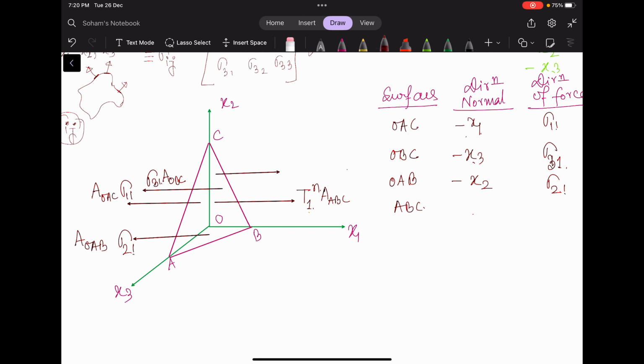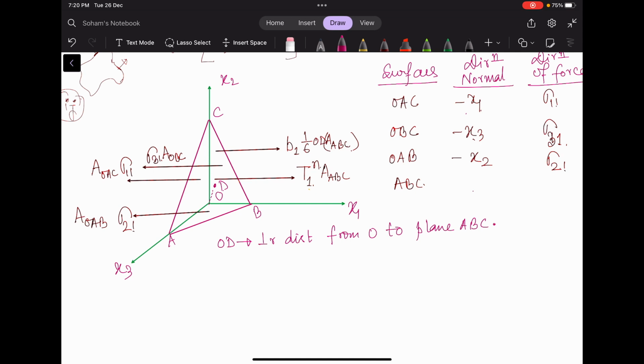So this is the body force, so not bi, so b1. Okay, so b1 is the body force per unit volume into 1 by 6 OD into area of ABC. Okay, that is OD, so D is the point here. So OD is the perpendicular distance from O to plane ABC. Fine. Okay, so no other force is acting.